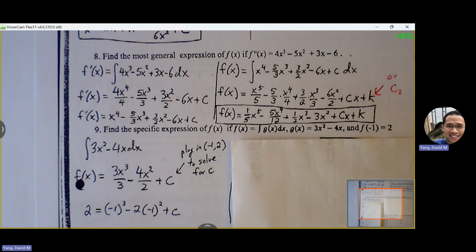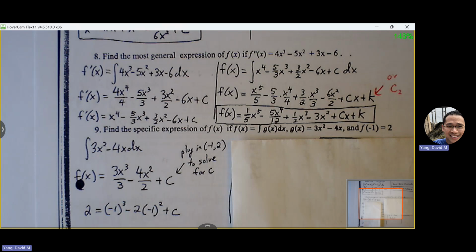After you find f of x, well, 3x squared becomes 3x cubed over 3, 4x becomes 4x squared over 2 plus c. So we only have to take the antiderivative once. We're just going from f prime to f of x. But we can resolve that plus c, solve for c, because we have an ordered pair at the function level. So plug -1 in for x, plug 2 in for y, solve for c.